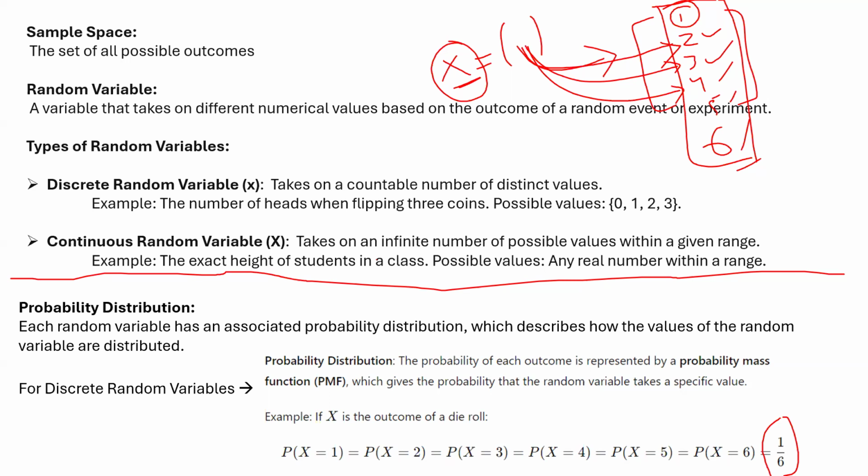Okay, for discrete variables, the probability distribution is called probability mass function, and for continuous random variables it is called probability density function. Those functions describe the probability distribution of the random variable. They represent how the random variables are distributed for different outcomes, and how the values of the random variables are distributed.